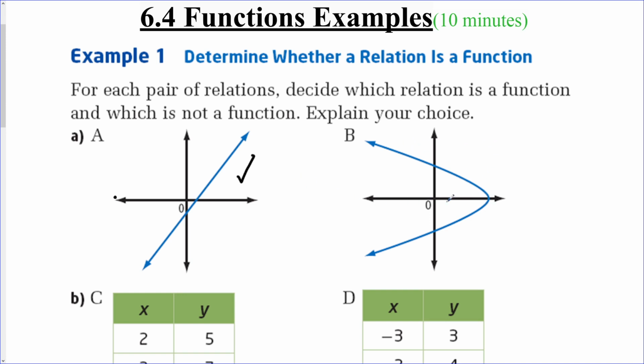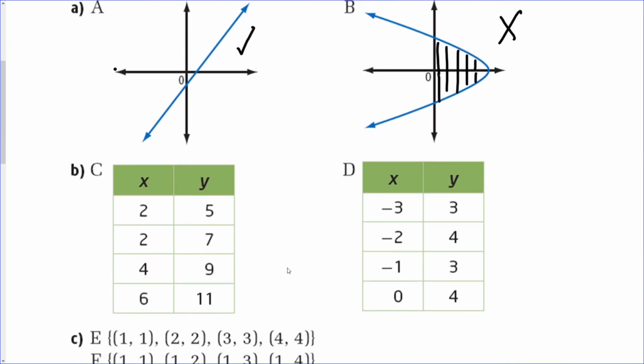B, if I look here, I have two possible y values for pretty much every single x value. So no, that is not a function. For C and D, I just have lists of points. For C, I have x is equal to 2 and y is equal to 5, but I also have at x is 2, y is 7, which means I have more than one possible y value for the same x value. No, C is not a function.